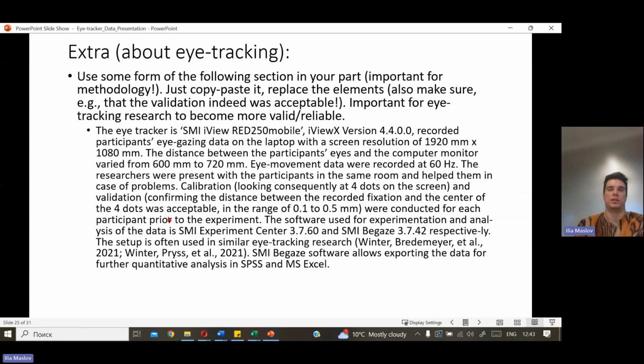Yeah, and one extra thing, it's for your thesis. In the methodology section, present something like this. Obviously adapt it, but it's for methodology: the eye tracker, the hertz of the monitor, the screen size, the distance between the monitors. So just copy paste it, edit it, but that's the convention in eye tracking studies.